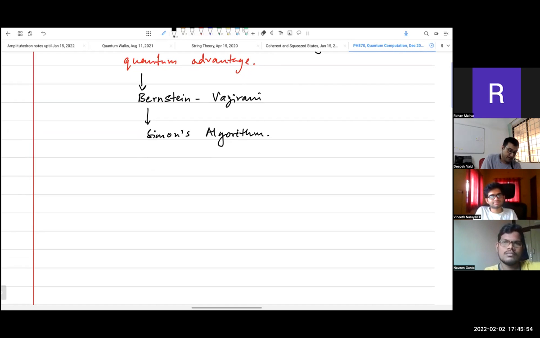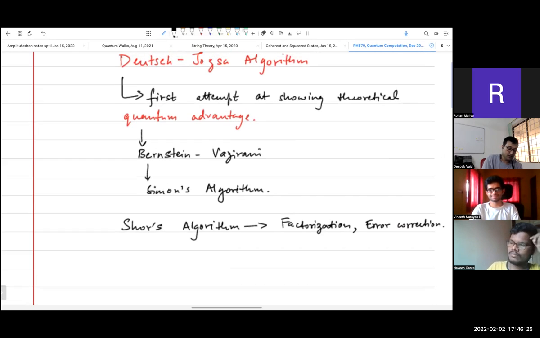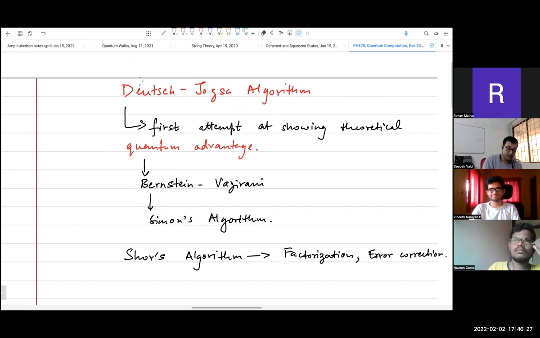Then the first real practical algorithm was Shor's algorithm, okay, and there are a couple of different algorithms that Shor gave. One was about factorization, and another was about error correction. So we'll come to those at a later point. But I'm just trying to tell you what is the relevance of all of these.